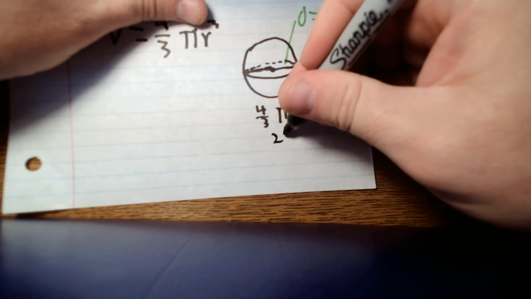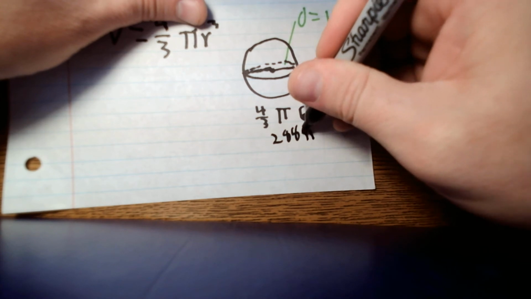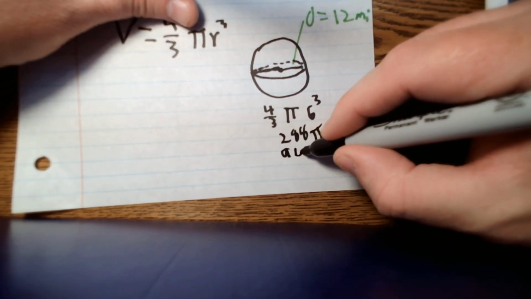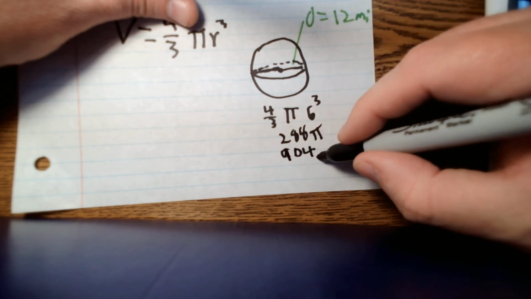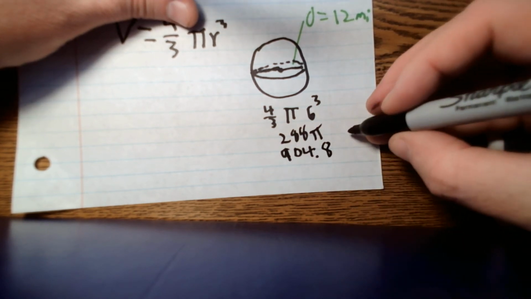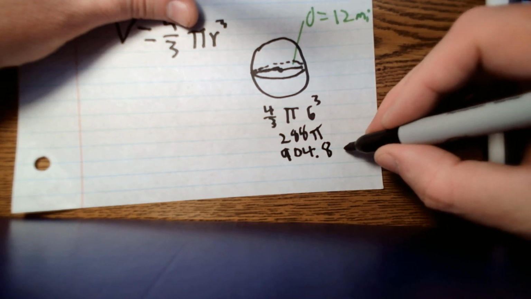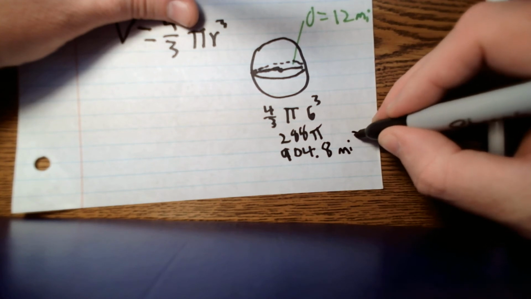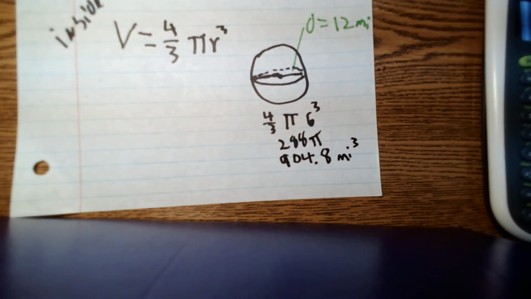Let's see if I put this in my calculator right. I first got 288 pi, and then that should be like 904.8 if you round to the nearest tenth. And this is actually going to be miles cubed.